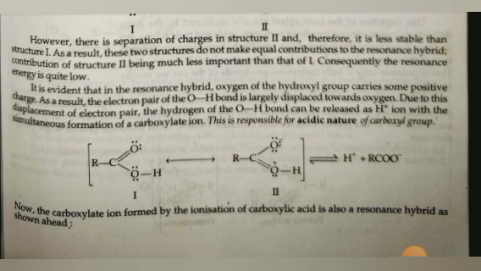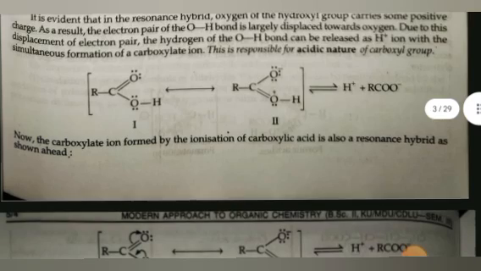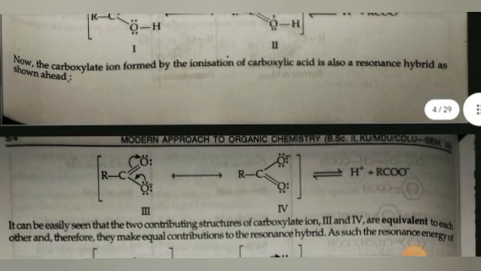Consequently, the resonance energy is quite low. It is evident that in the resonance hybrid, the oxygen of the hydroxyl group carries some positive charge. As a result, the electron pair of the OH bond is largely displaced towards oxygen. Due to this displacement of the electron pair, the hydrogen of the OH bond can be released as H positive ion with the simultaneous formation of the carboxylate ion. This is responsible for the acidic nature of the carboxyl group. Now, the carboxylate ion formed by the ionization of carboxylic acid is also a resonance hybrid, as shown ahead.